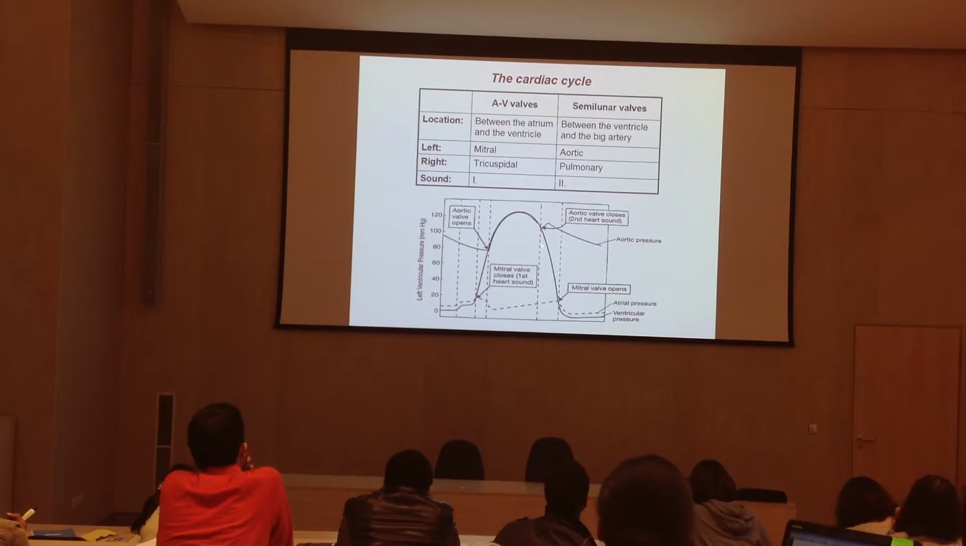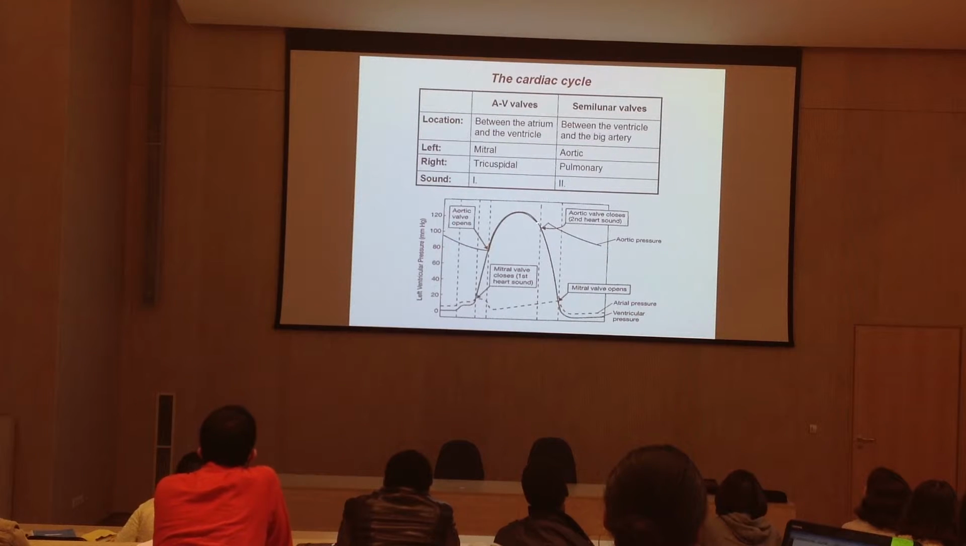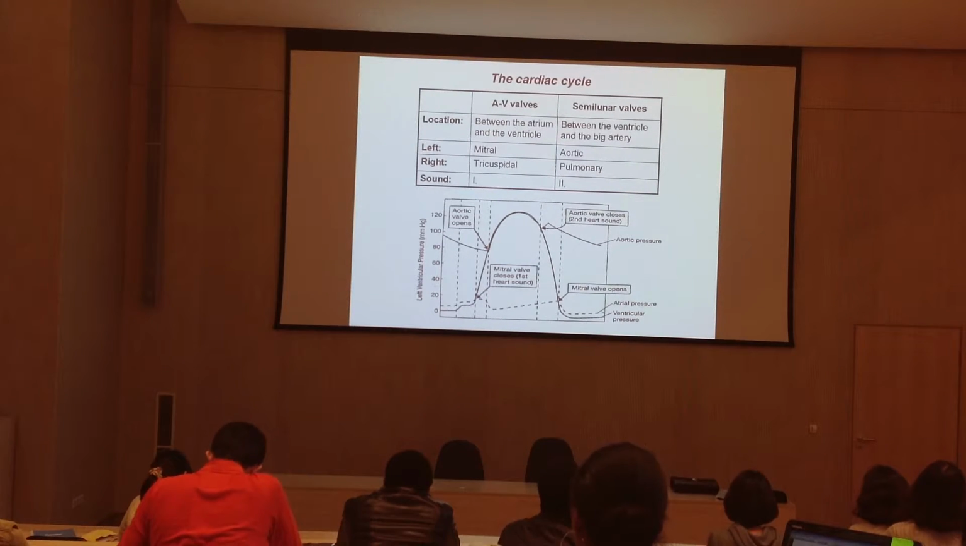The aortic valve opens when the increased pressure is larger than the pressure in the aorta. In this case, the aortic valve opens. When the pressure drops down, the aortic valve closes. The closure of the aortic valve produces the second heart sound. So this is the left side of the pressure. It's all the functioning of the aortic valve.